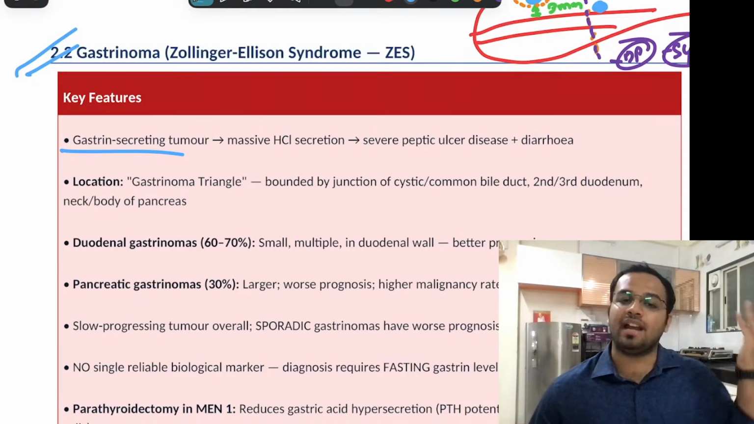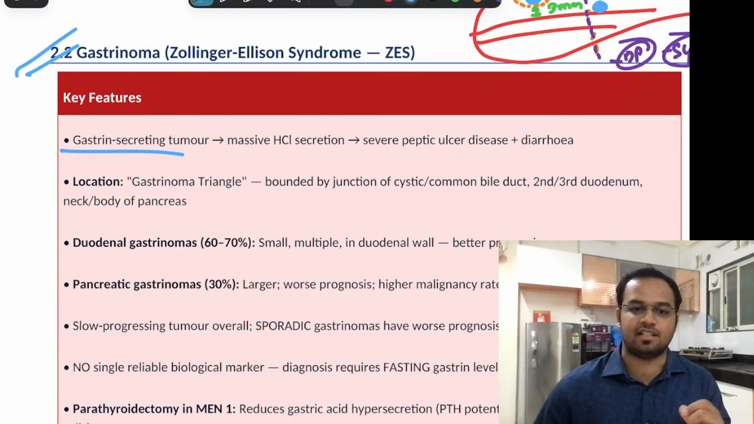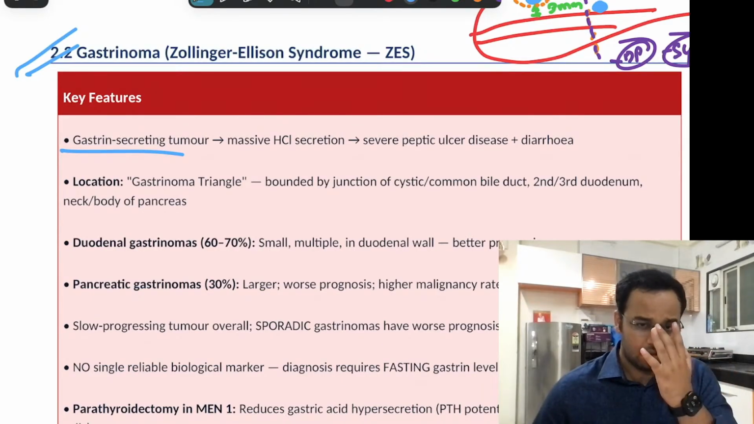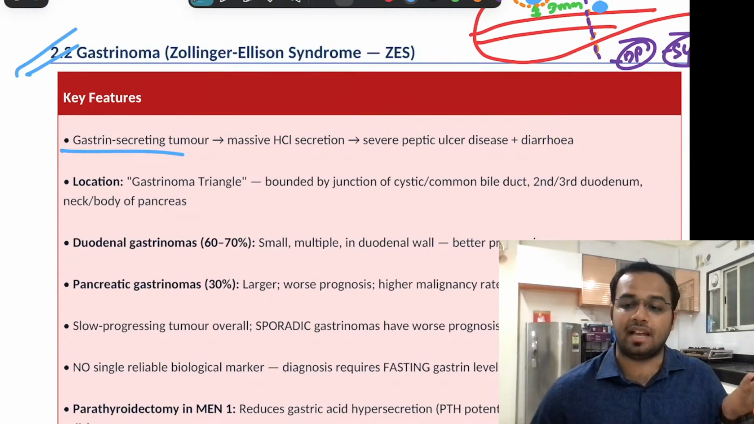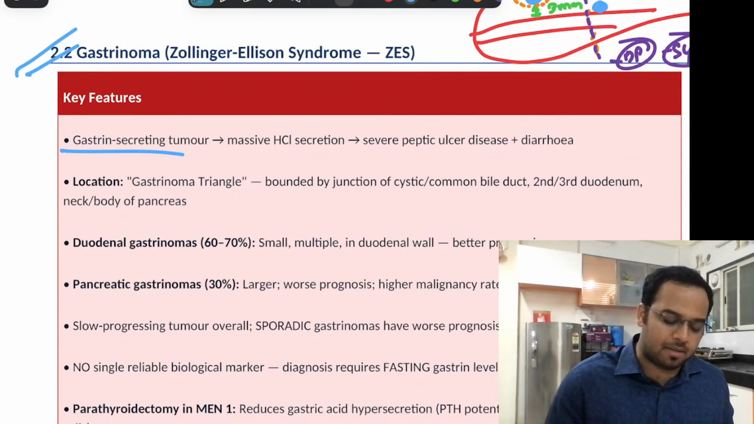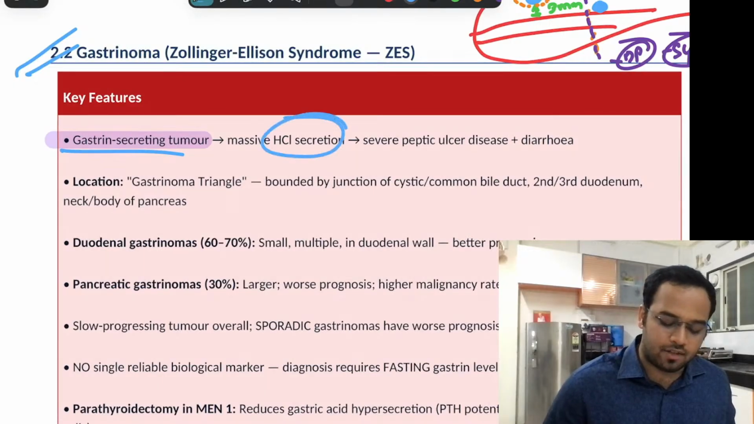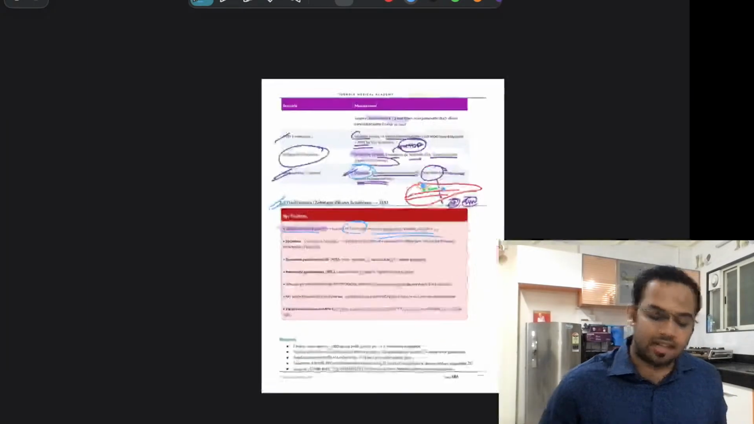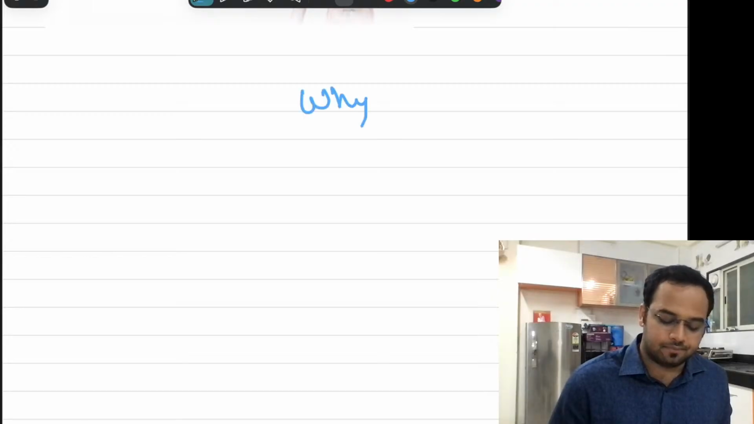So why will gastrin increase in the body? Any condition which is associated with more gastrin in the blood is called hypergastrinemia. So why will it happen? It might be a tumor. So there might be massive HCl secretion in the body with severe peptic ulcer disease. So what causes can there be, what are two causes? So why will the gastrin be high?